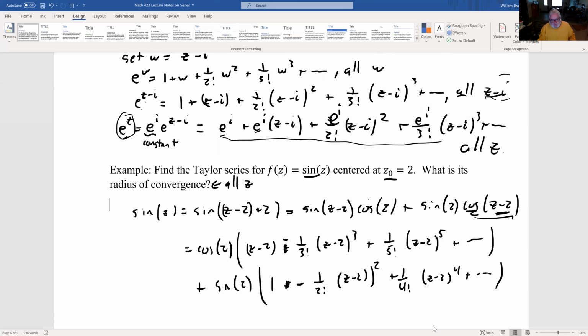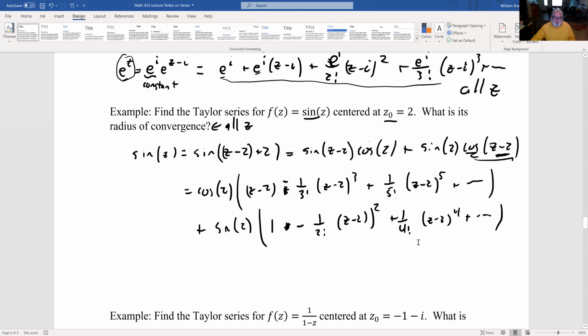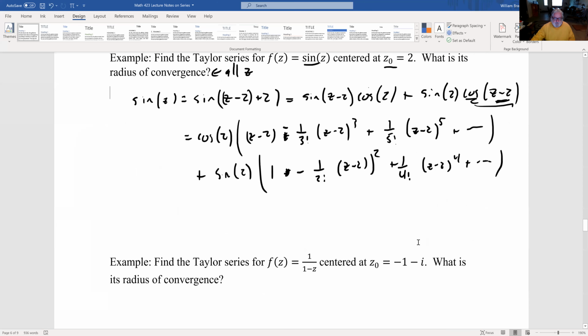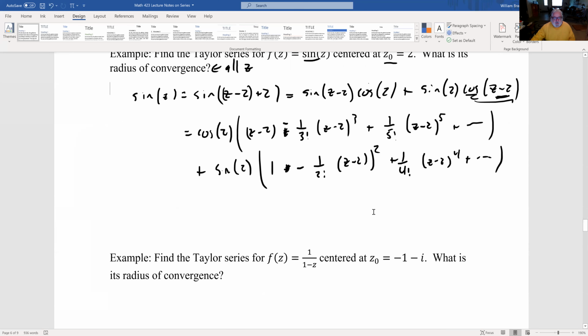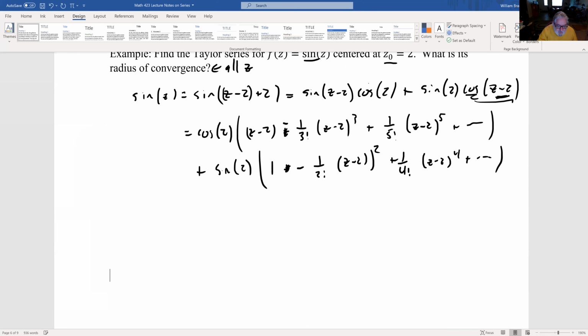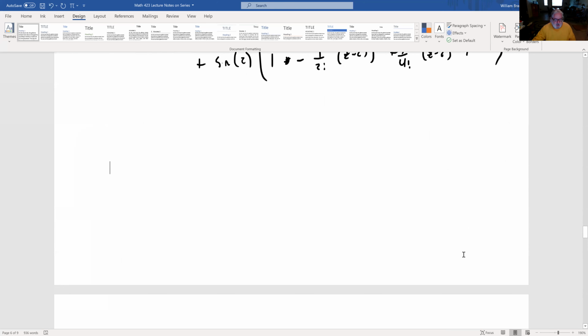You know, then you can combine terms and see what you get. But we've shifted the center for sine from 0 to 2 because with sine you can add and subtract nicely. So that gives us that Taylor series. Okay. And the convergence is going to be all z. I'm not going to go through that in much more detail because I'm more interested in rational functions.